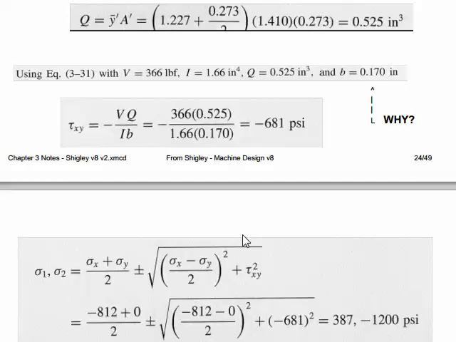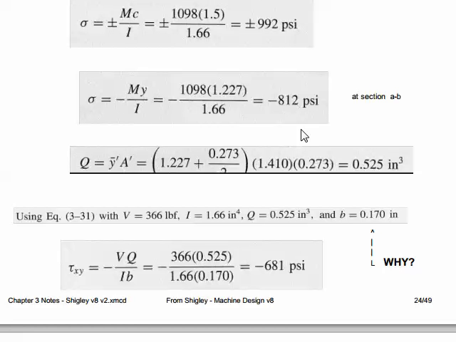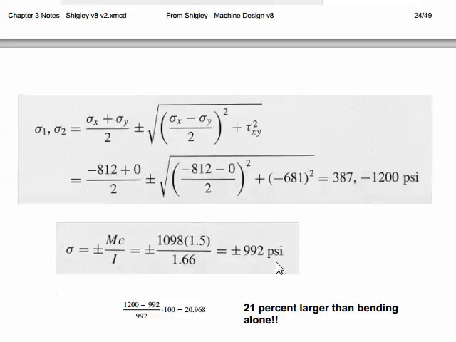And so now we need to take the 812 and the 681 and combine them in a Mohr's circle and see what we learned. And the sigma 1 and sigma 2, the two principal stresses from the Mohr's circle, would be the center plus the radius. Plugging in the numbers, we get that sigma 1 and sigma 2 with the plus or minus sign here would be a positive 387 or a negative 1200 psi.